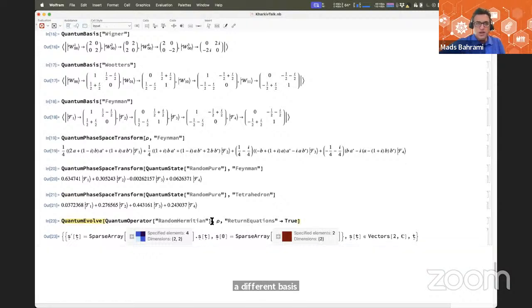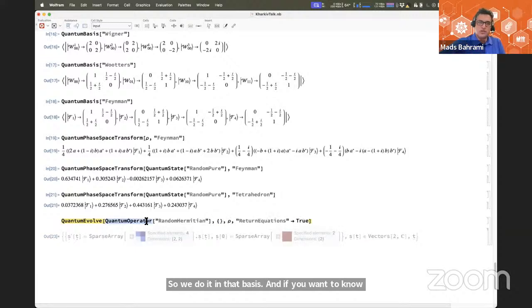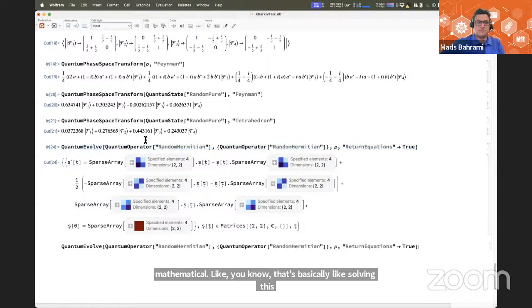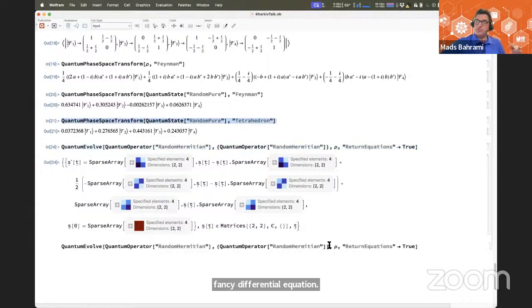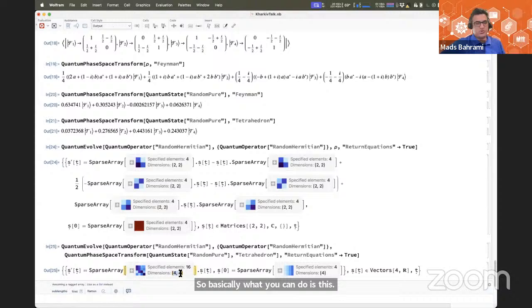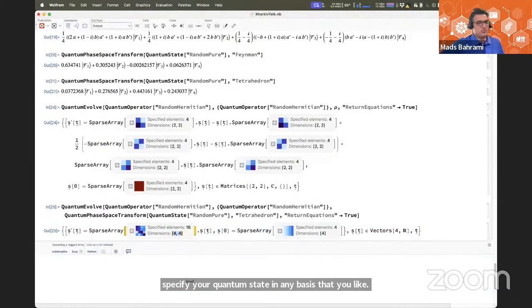If you want to know what is happening behind the scenes, we are just using NDSolve or DSolve that we have in Mathematica. That's basically solving this fancy differential equation. So basically what you can do is this. Specify your quantum state in any basis that you like. Specify your Hamiltonian in any basis that you like. Specify your Lindblad operator in any basis that you want. Behind the scenes, we put all of them in one basis and solve it for you. And you don't need to worry about your final state, because the result we give you is also in a specific given basis.